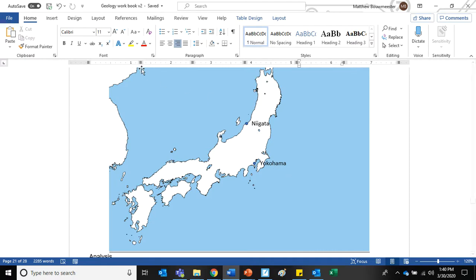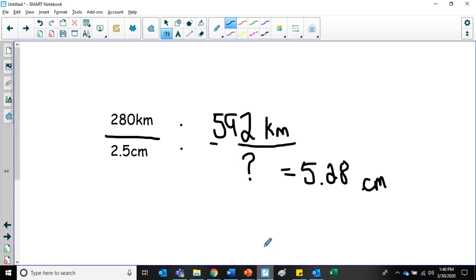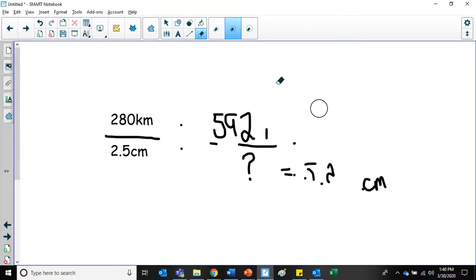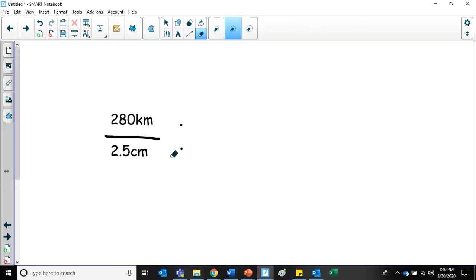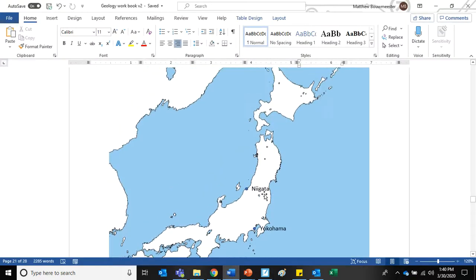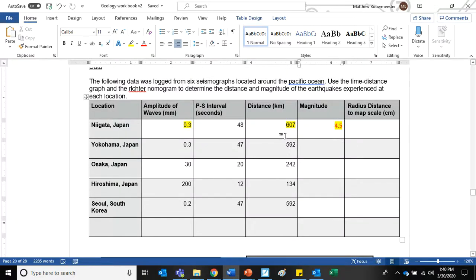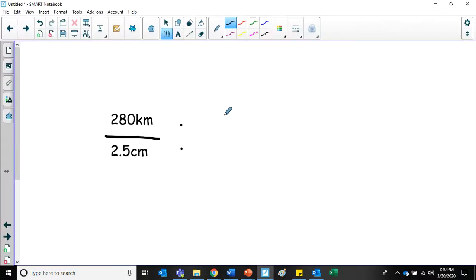So what we have is for how much real distance, and I like to draw on here, I have my real distance right here of 280 kilometers about. What I measured on my map was 2.5 centimeters. So what I measure now from my information, 607 kilometers.